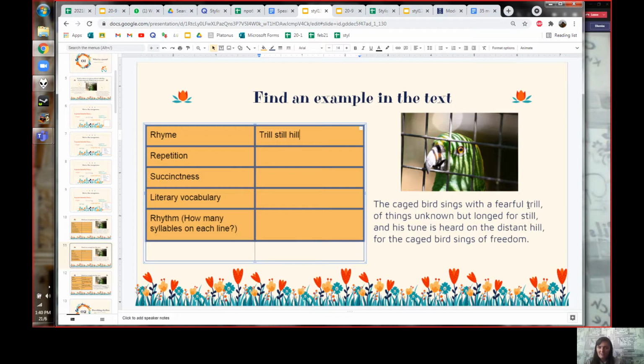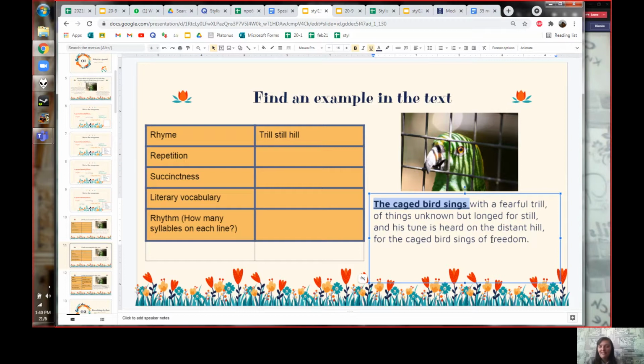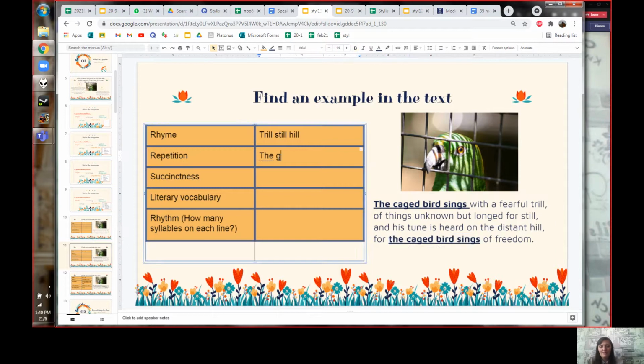What about repetition? Well, throughout the poem, the author is repeating, the caged bird sings, the caged bird sings. Why is he doing this? Well, I think the idea is that the bird is having a terrible life, but he keeps singing, he keeps singing, he keeps singing. So he's repeating, the caged bird sings.